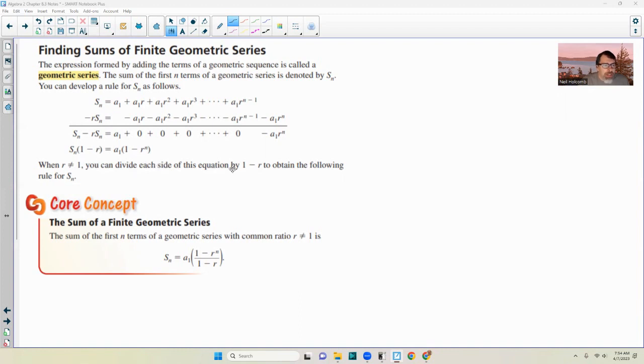So you can divide each side of the equation by 1 minus r to obtain the following rule. To get s sub n by itself, the sum of the first n terms of a geometric series with a common ratio r not equal to 1 is s sub n equals the first term times 1 minus r to the n, divided by 1 minus r. Okay, that one's a little bit more complex to explain, so let's just look at the rule and use that in the next examples.